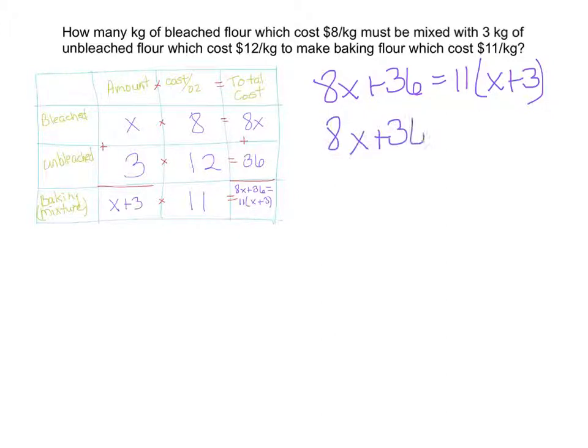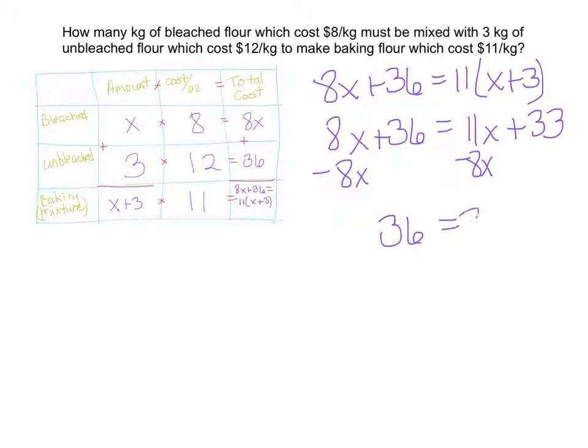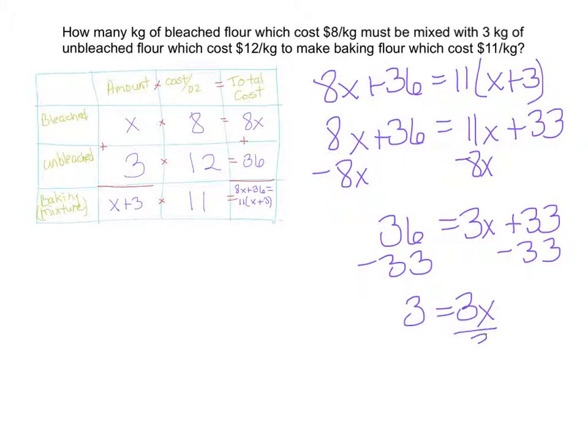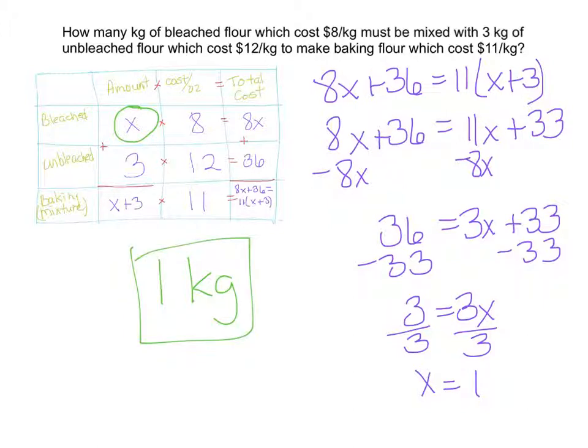Let's start by distributing. 11x plus 33. Subtract 8x from each side. 36 equals 3x plus 33. Subtract 33. So 3 equals 3x. Divide by 3. X equals 1. And the question is, how much bleached flour do we need? And right here is the bleached flour, which is x. So again, x is your answer, 1 kilogram.